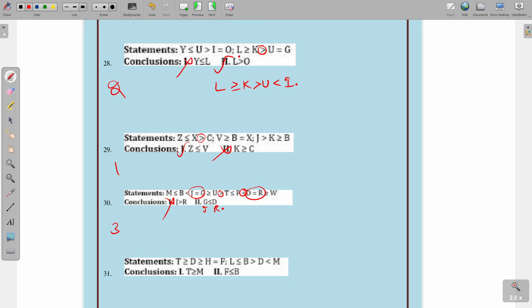Next, last one, so T greater than or equal to M, so T greater than or equal to D and D greater than or equal to H, and next M here, so here we have opposite signs. First one is not correct. So F less than or equal to B, so see F here, F equal to H and next H to D, so here opposite sign is there, so second one is also not follow. Option 4 is the answer.